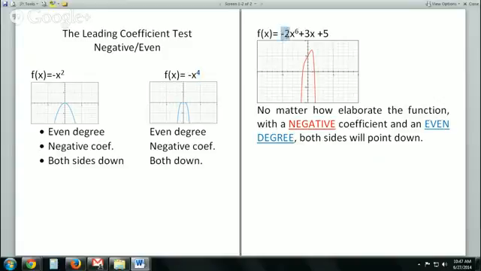Here is a negative coefficient. Here is an even degree. With an even degree and a negative coefficient, the two sides should be pointing down toward negative infinity for y, and both sides are. No matter how elaborate the function is, if you've got a negative coefficient with an even degree, both sides point down, y goes to negative infinity.